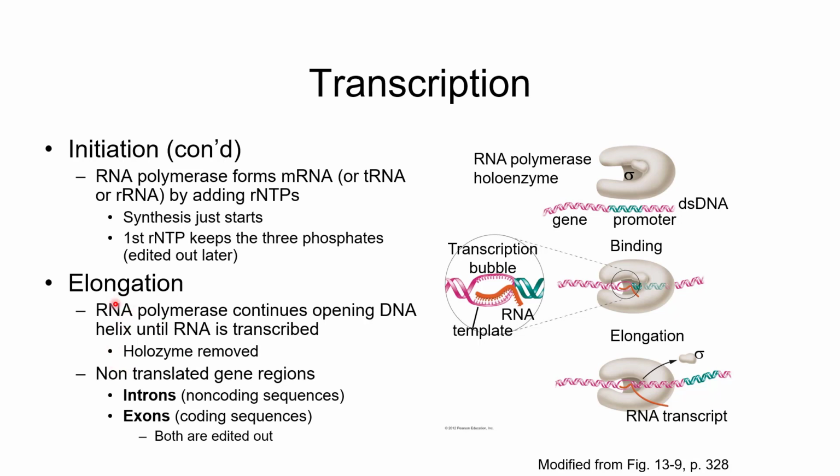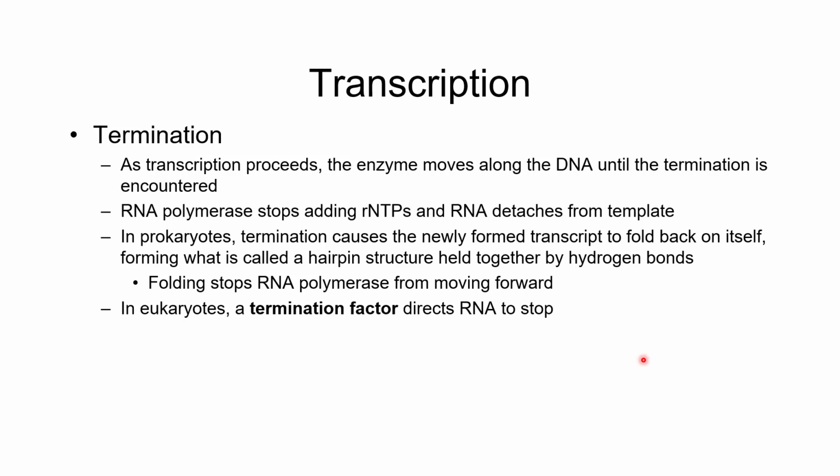Okay, having finished initiation, that first RNTP keeps its 3 phosphate groups. For all the other ones, 2 phosphates will be cleaved off as we create the phosphodiester bonds. In elongation, the sigma subunit has fully left, and we start adding RNTPs that match the template strand. Unlike DNA replication, both strands aren't being transcribed. Just a single strand is being transcribed, the template strand. Elongation will continue as we add our RNTPs until the enzyme moves to the termination site.